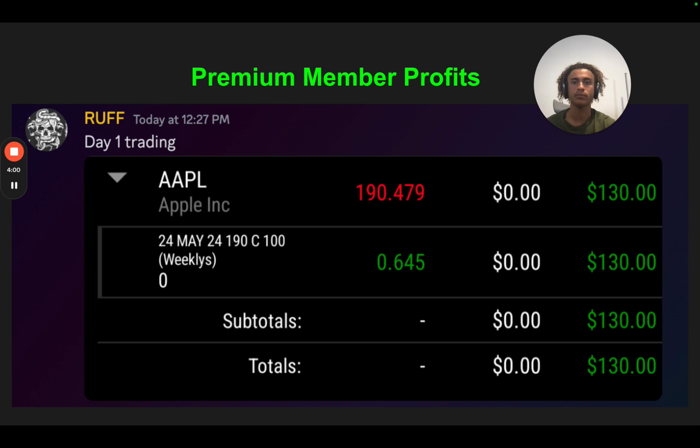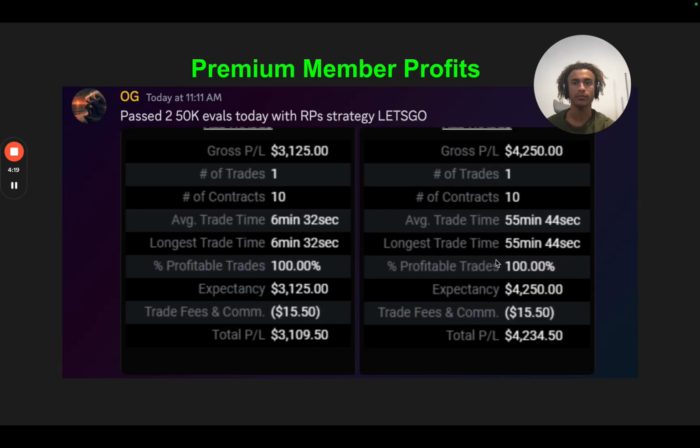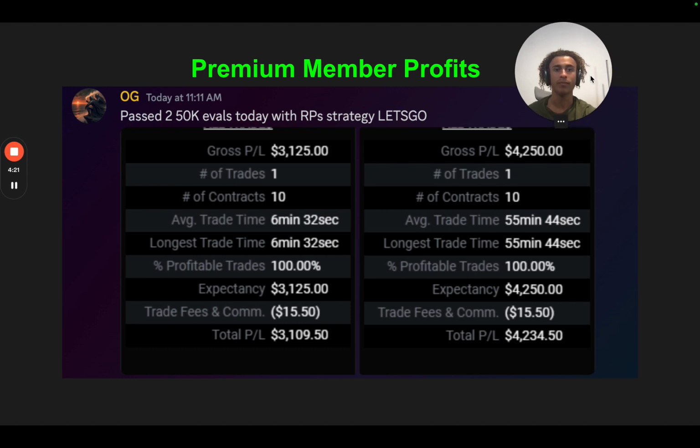All right, so my man Roof made $130 following that same exact trade, Apple calls, right? Literally same exact trade, same contract I just showed you. My man McLovin made $100, but he grew his contract. His contract grew by 111%. So that's beautiful, right?